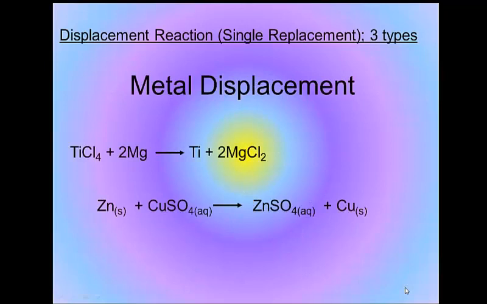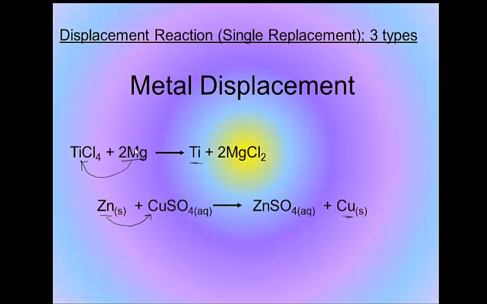Second type of displacement reactions is metal displacement. That's when an elemental metal displaces a metal in a compound. Notice in the first example, the magnesium displaces the titanium, and the titanium comes out in its elemental form. That's super important. The zinc displaces the copper, and the copper comes out in its elemental form.